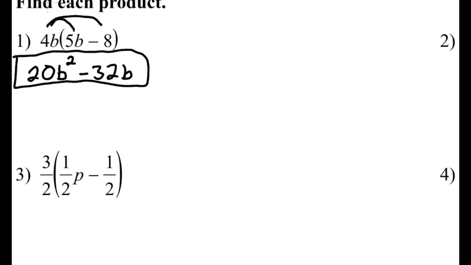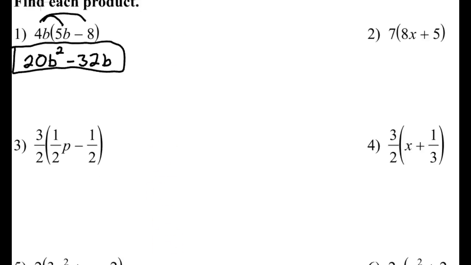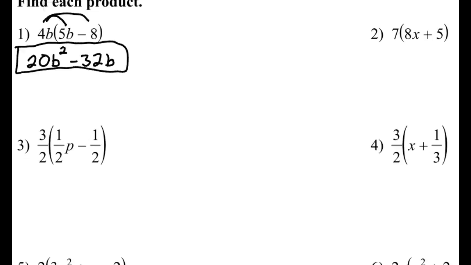Okay, so we're just going to go back and forth on a lot of these. Try it out on your own, check with us, and make sure you got it. It's going to get more difficult as we go along, so check from the very beginning. Okay, so we just have 7 times 8 is 56x. Right, 7 times 5 is just 35. There's nothing else you can do there.